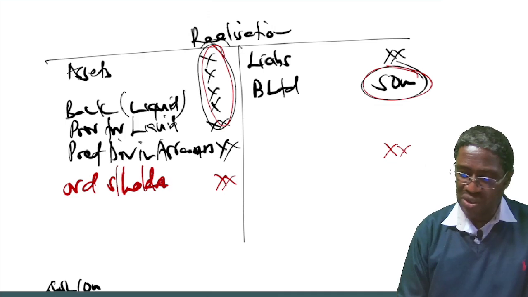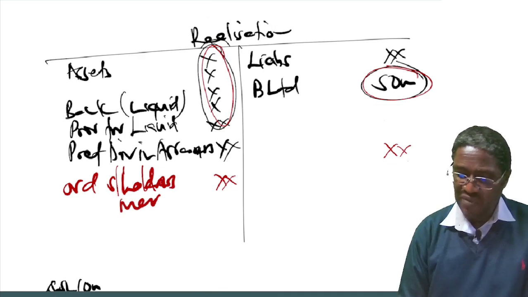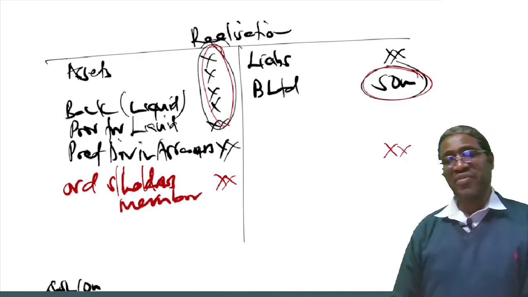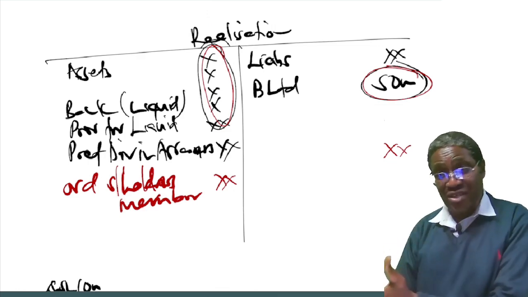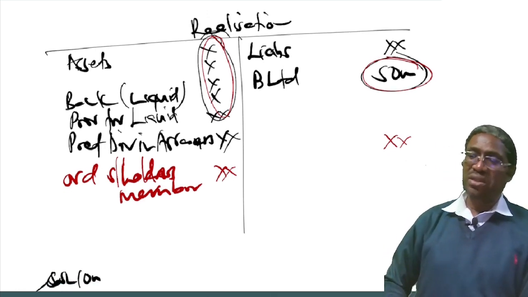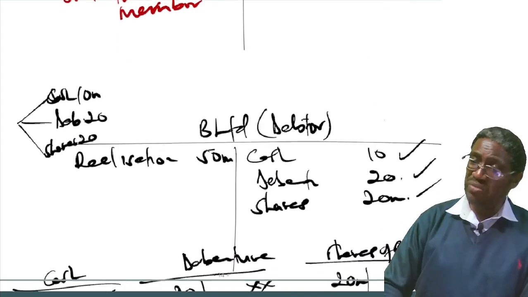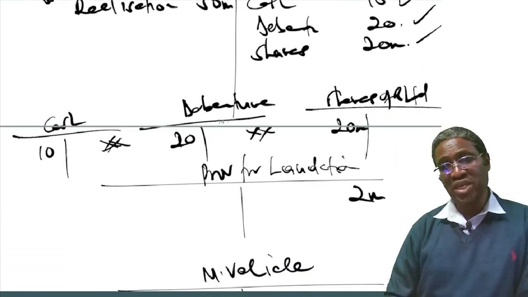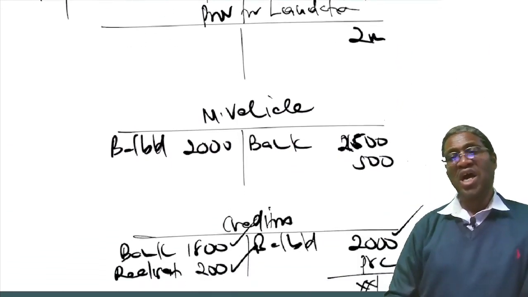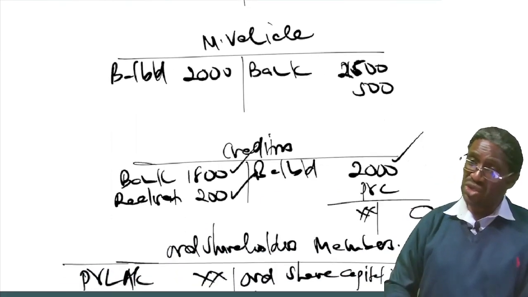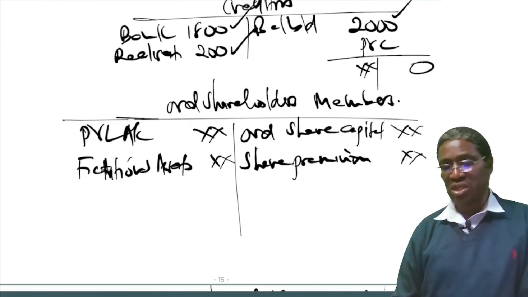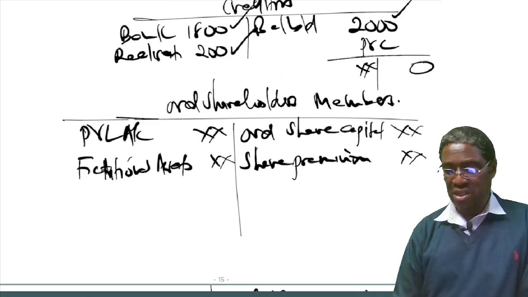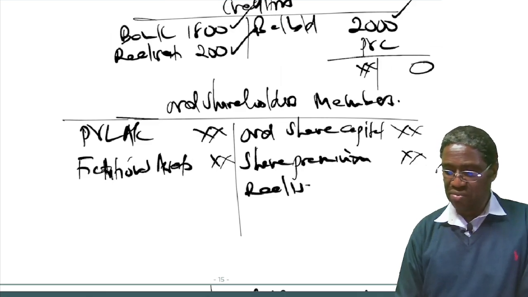Ordinary shareholders, members, if it's a gain. Otherwise, if it's a loss, you will credit realization and debit the ordinary shareholders, members. Now I'm assuming it's a credit, it's a gain, sorry. I have to debit realization and credit the ordinary shareholders, members here. Come and see here, realization, it's a gain, whatever it is.